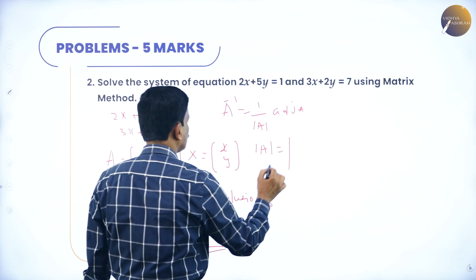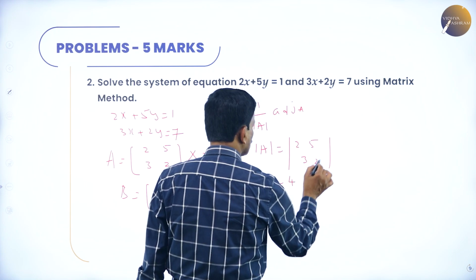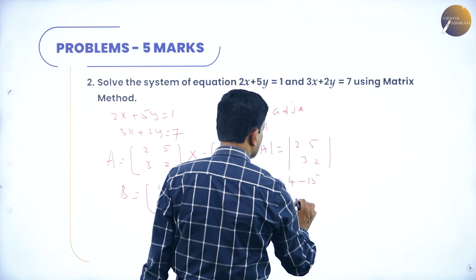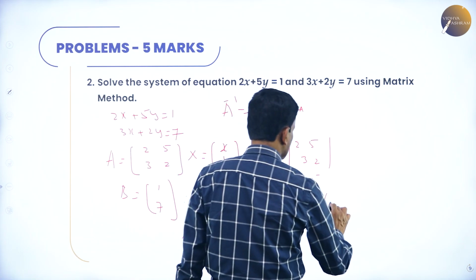Determinant of A is equal to the determinant of 2, 5, 3, 2. Its value is 2 twos are 4 minus 5 threes are 15. This is equal to minus 11, not equal to 0. So A inverse exists.